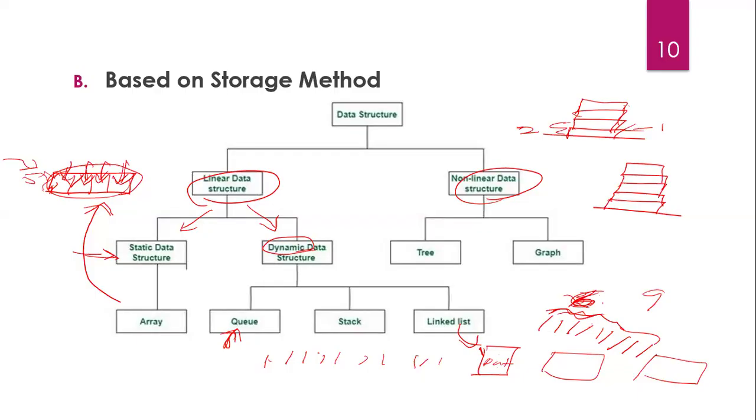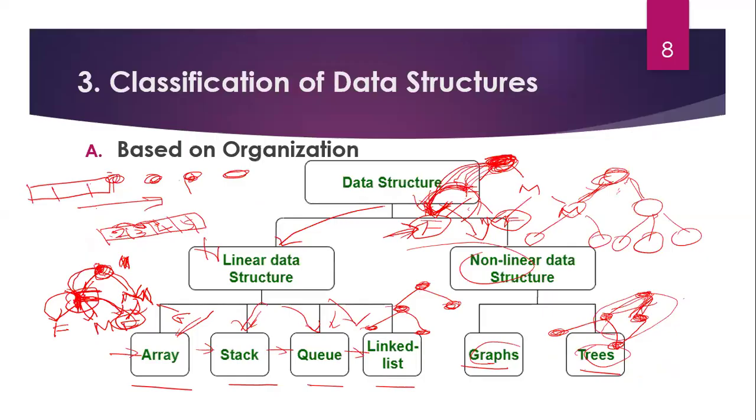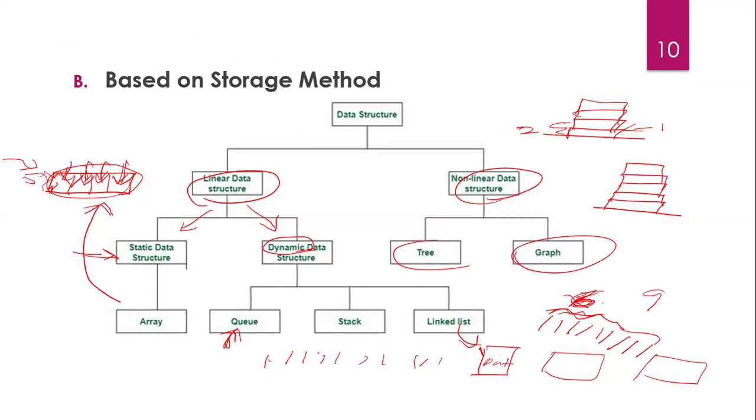In the nonlinear data structure, we have already discussed this. There is only tree and graph. So you should know about these 2 classification methods. Based on the organization, we can classify data structures as linear and nonlinear. And using the storage method, in the linear data structure, we can classify as a static data structure and a dynamic data structure.